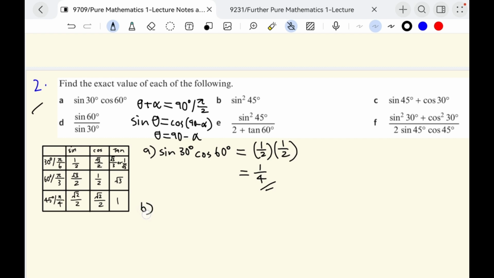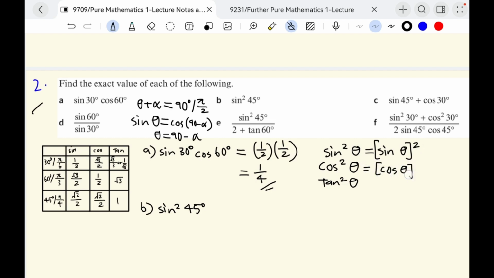So for B, sine square 45. Recall what is the meaning of sine square, or any trigo function squared. This means sine theta in brackets, then squared. Same for cos and tangent. So, sine 45, determine the exact value of sine 45 first, and then you take the square.